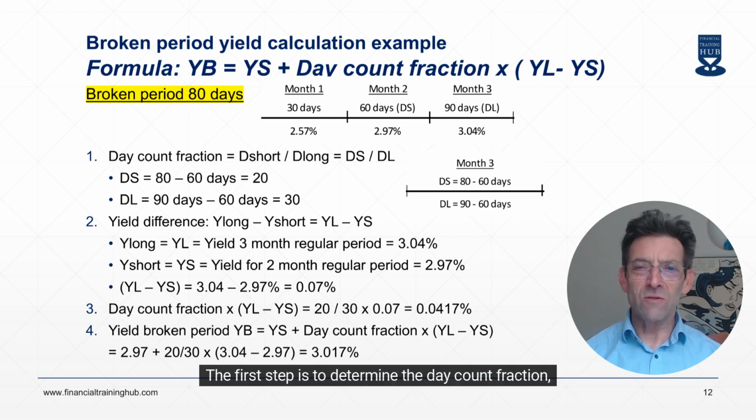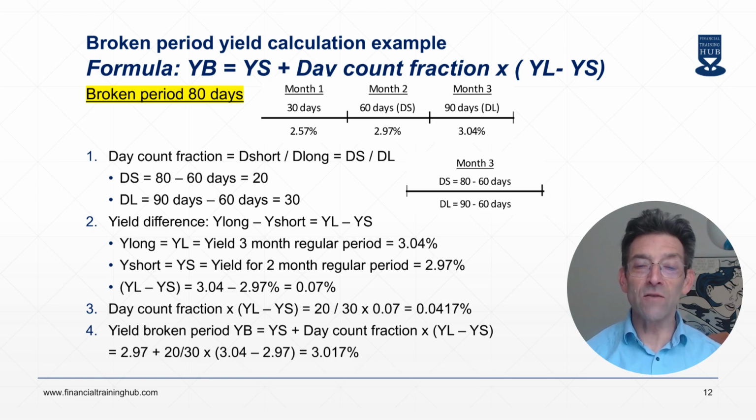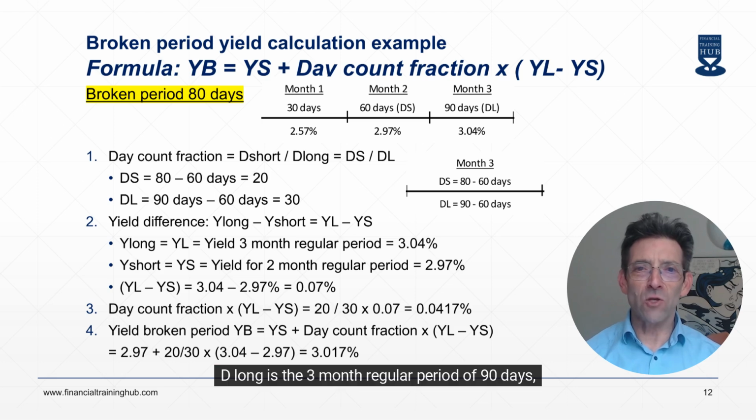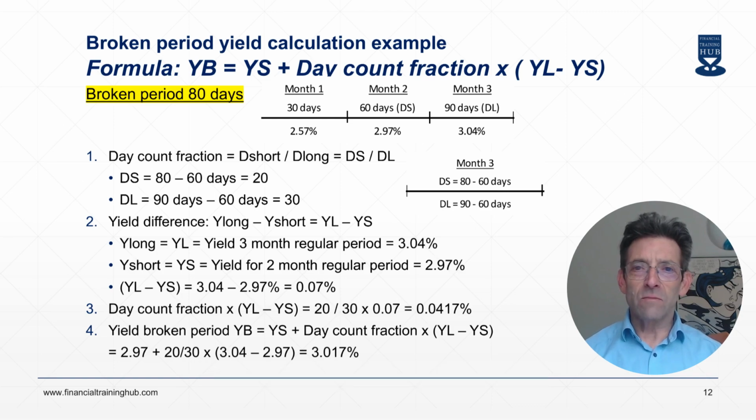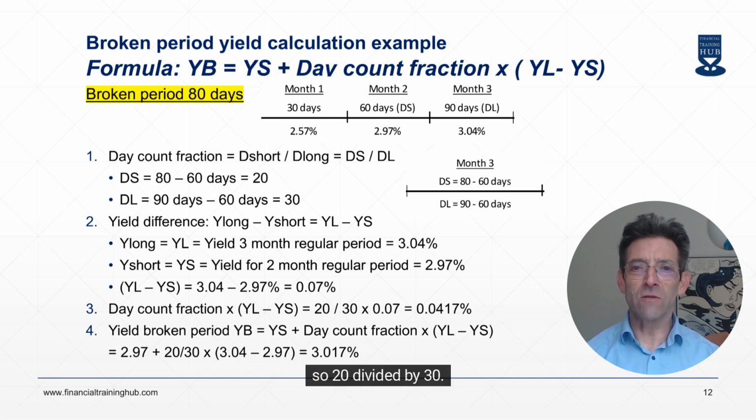The first step is to determine the day count fraction, D short divided by D long. D short is the broken period number of 80 days, minus the longest possible regular period of 60 days for the 2-month period. Therefore, D short is 80 minus 60, so 20 days. In this example, D long is the 3-month regular period of 90 days, minus the 60 days of the regular 2-month period. Therefore, D long is 90 minus 60, so 30 days. The day count fraction is D short divided by D long, so 20 divided by 30.